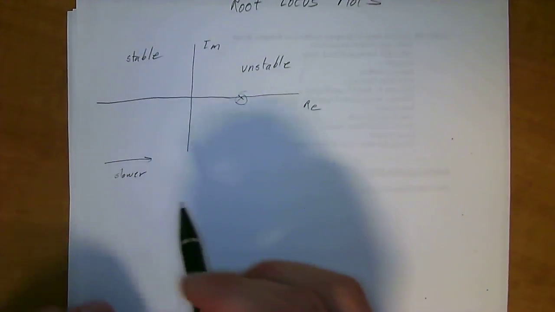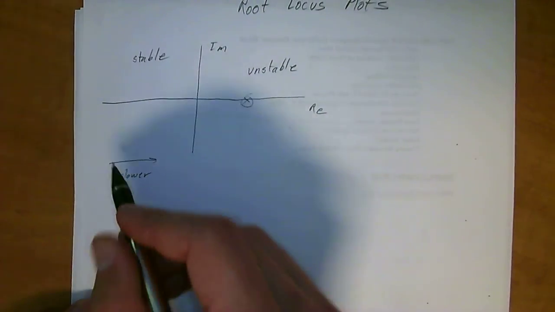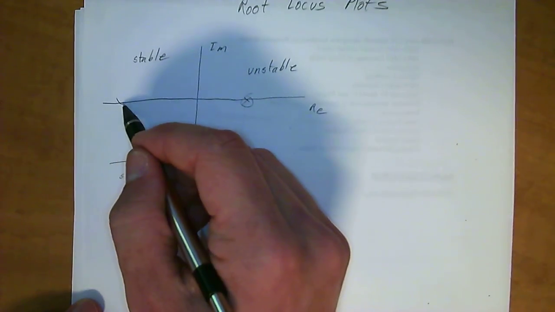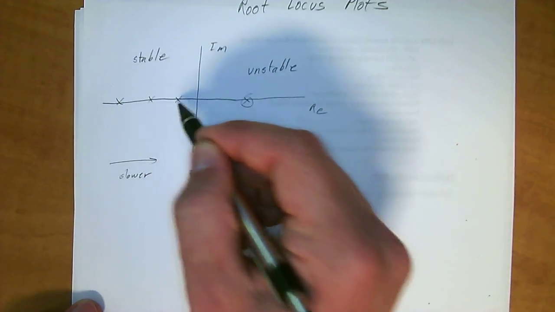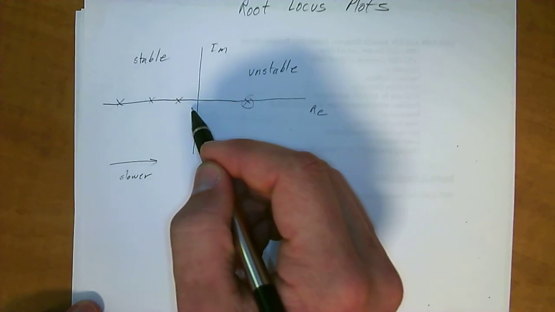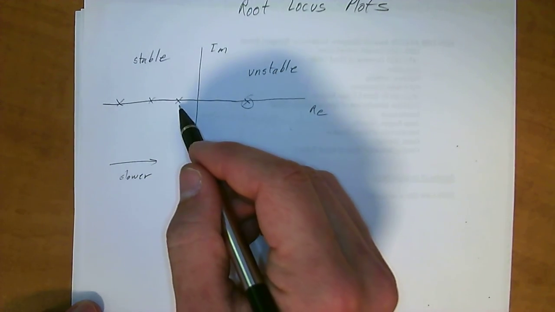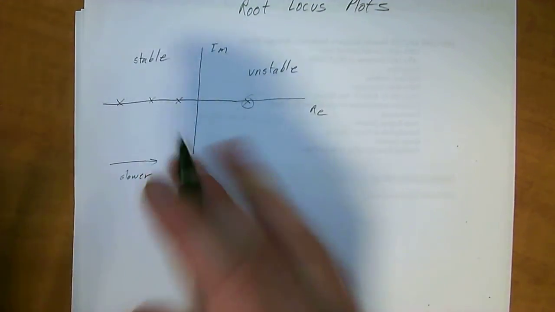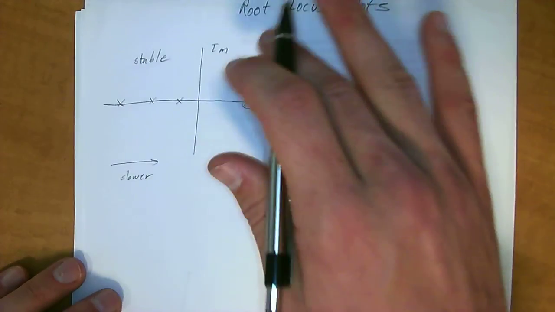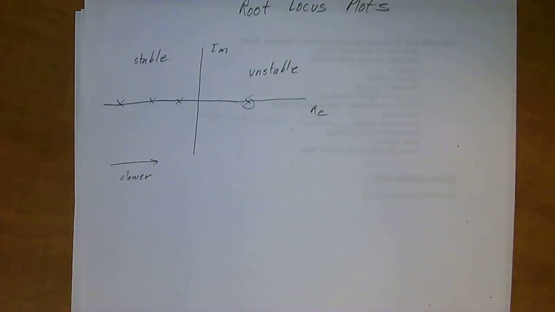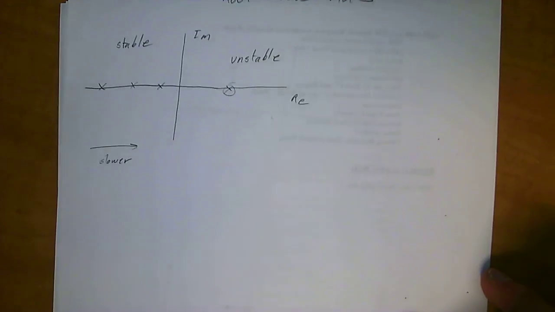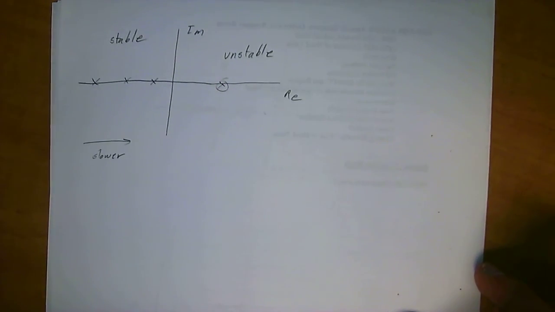Also, if you have poles moving along here, the closer you get to zero, the slower the system becomes. The more poles closer to zero, the greater the settling time will be. Okay, so that should pretty much wrap that up.